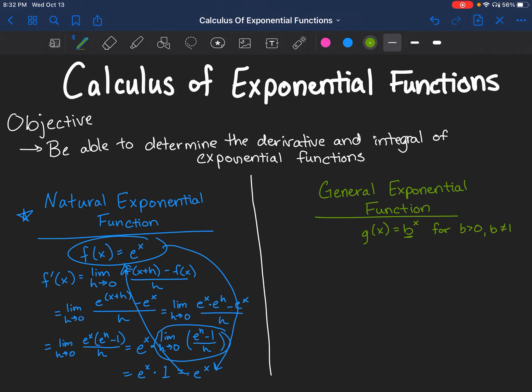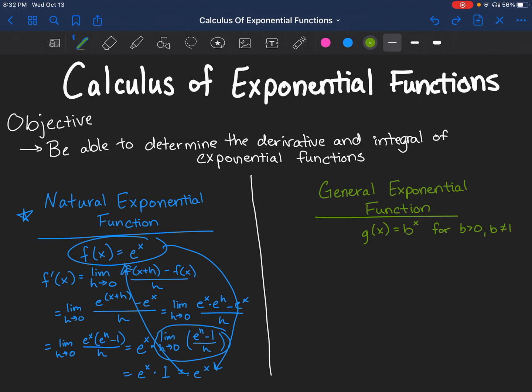Now, if it's an exponential function, we do need a couple of things. Number one, the base has to be a positive number. It has to be greater than 0. Can't be 0, can't be negative. It also can't be 1 because essentially 1 to the power of x just gives you 1 all over again. It doesn't really follow a rule for exponential functions.